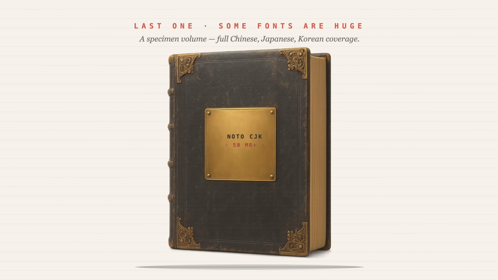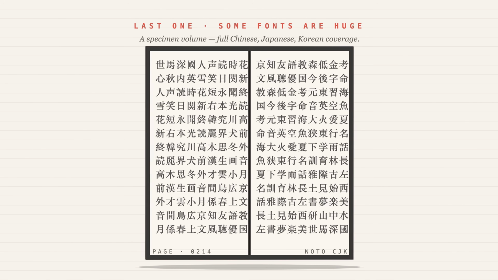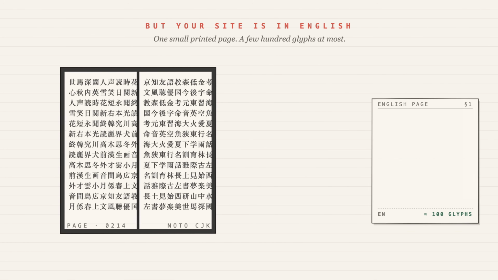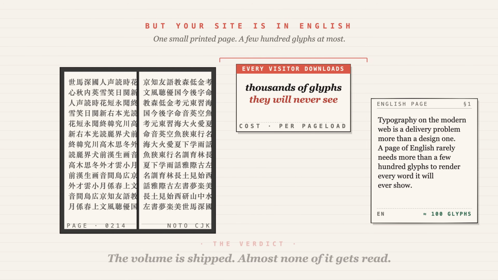Last one. Some fonts are huge. A Noto CJK font with full Chinese, Japanese, and Korean coverage runs into the tens of megabytes. And if your site is in English, you're shipping all those bytes for nothing. Every visitor downloads thousands of glyphs they will never see.